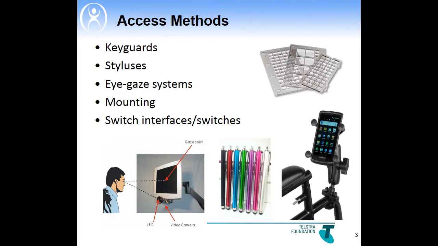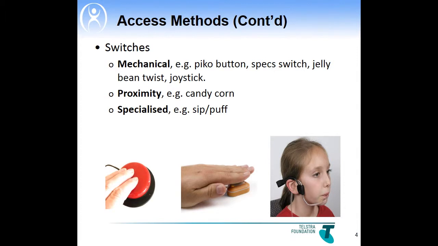Now the last access method is the switches and switch interfaces. Switches come in different sizes, shapes, and features. We have a range of about 15 different types of switches at the ILC. We group them into 3 categories. 1. Mechanical switches, where physical touch with the switch is needed to activate it, such as the Pico button, Specs switch, Jelly Bean twist, or joystick. You can activate them using any body part, not just the hand, such as the head, foot, knee, etc.